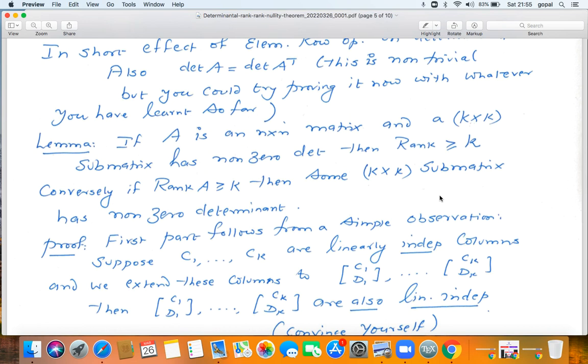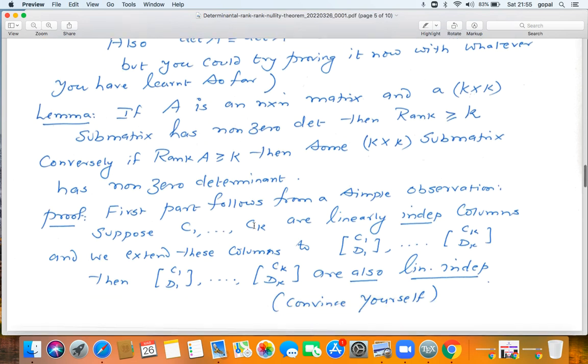Now, suppose I give you k column vectors C1, C2, Ck, which are linearly independent. Now, I'm going to enlarge these columns. I'm going to put some more things under C1, under C2, under CK. I'm going to make C1 D1, C2 D2, CK DK, where D1 is another column. Of course, the sizes of these columns must be the same. So C1 D1 is a larger column, C2 D2 is a larger column, but all these columns are the same size.